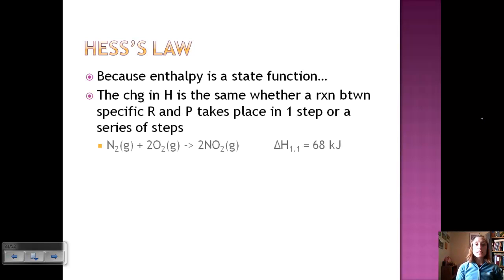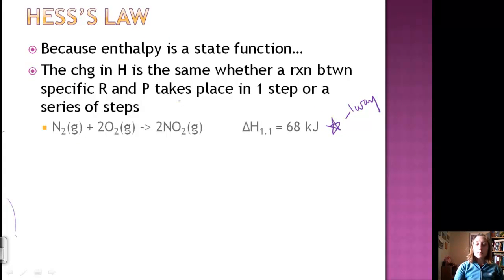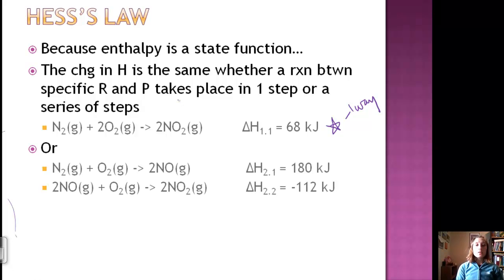Because enthalpy is a state function, the change in H, H being enthalpy, is going to be the same whether a reaction between a specific reactant and product takes place in one step or a series of steps. So for example, let's look at nitrogen plus O2 producing nitrogen dioxide, with a delta H value of 68 kilojoules. This is one way that we can react these chemicals together to produce this product. But that's not the only way. We can also break this up into two separate steps.